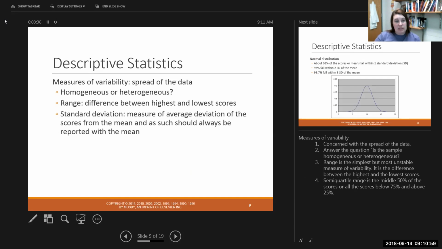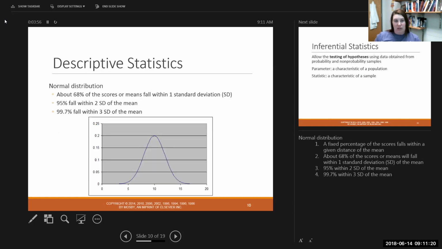So with descriptive statistics, again, we are measuring variability. Where is the spread of our data? How homogeneous or heterogeneous is our data? What is our range between our highest and our lowest score? And then what is our standard deviation? What's the average deviation between the center point, that mean, that we're looking at? So again, in a normal distribution curve, about 68% of the scores fall within that first standard deviation. 95% fall within 2 standard deviations, and then typically 99.7% of the data fall within the 3rd standard deviation.